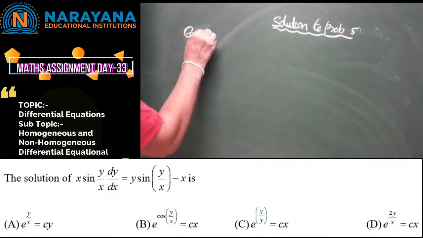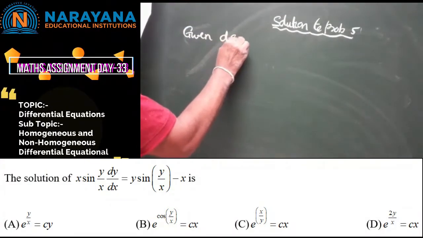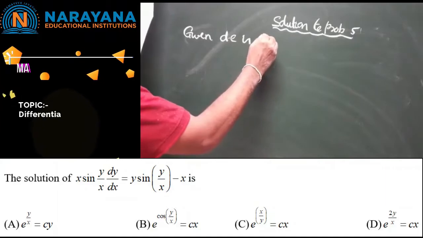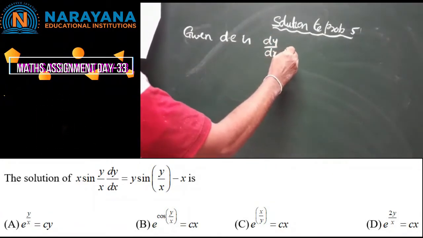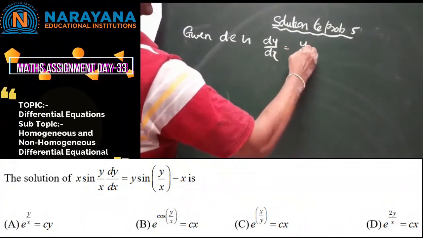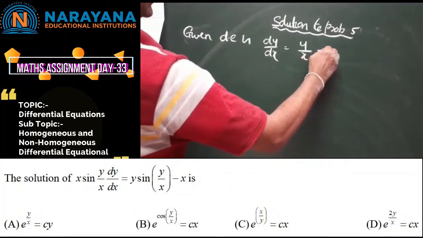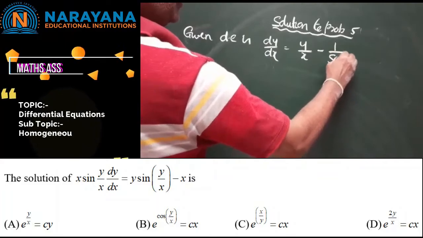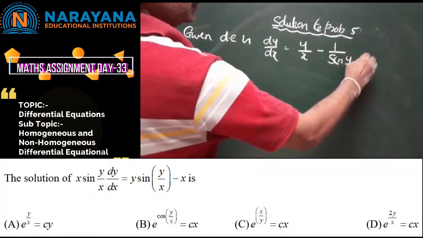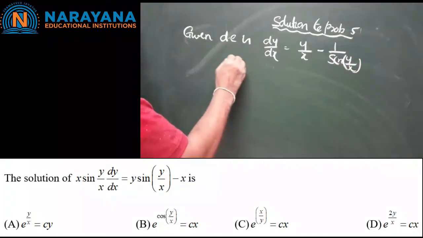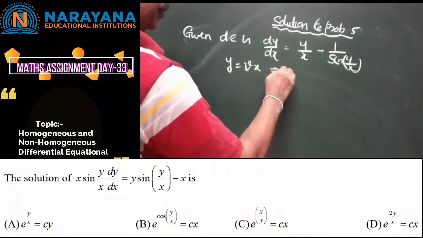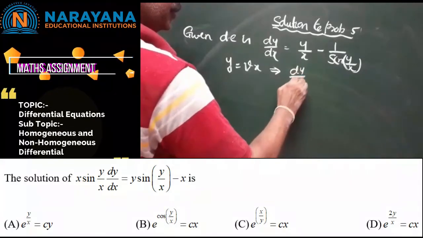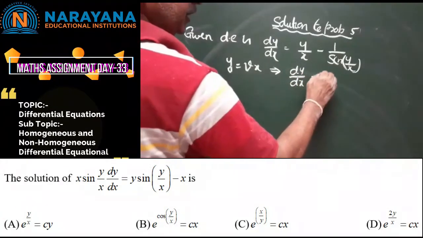Given differential equation: dy by dx equal to y by x minus 1 by sin y by x. So as usual, we write y equal to vx. This implies we can get dy by dx equal to v plus x dv by dx.